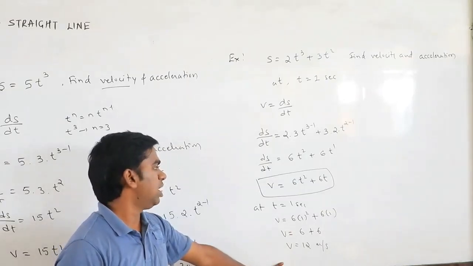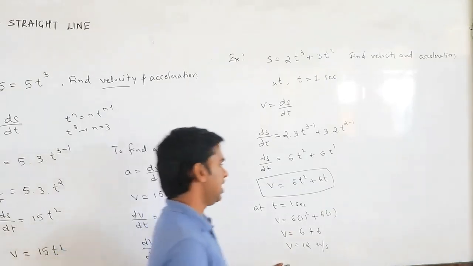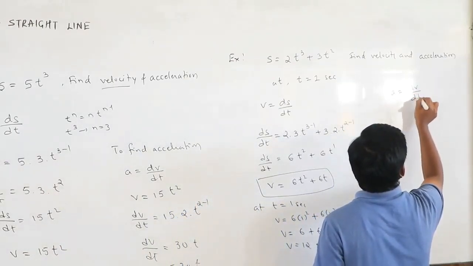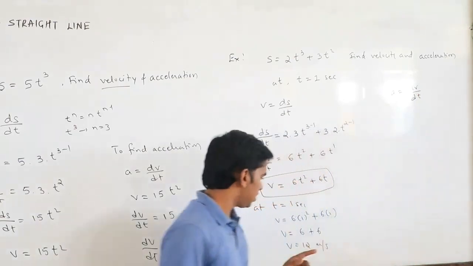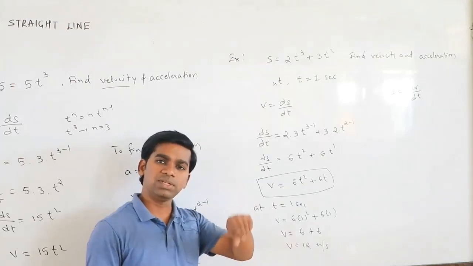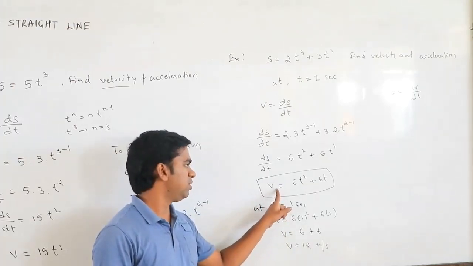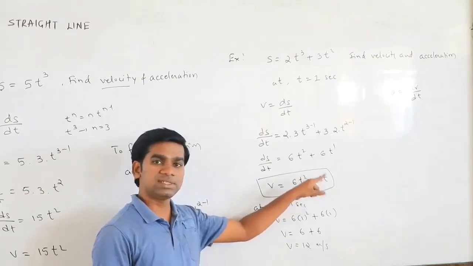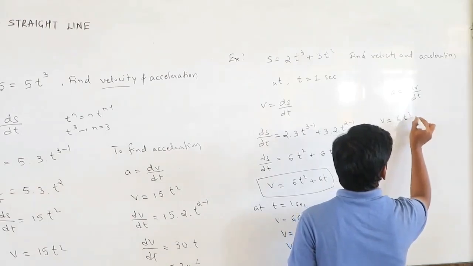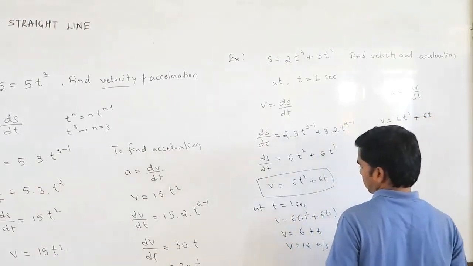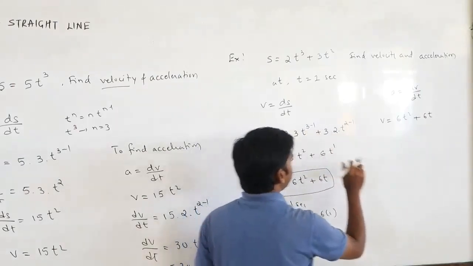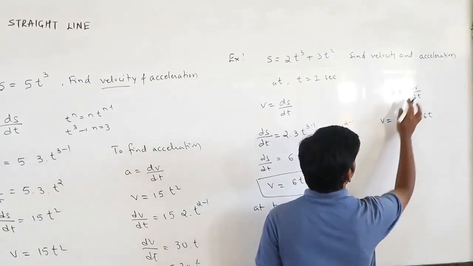Okay, so now acceleration. Acceleration is what? Acceleration is dv by dt. Very, very important, listen here. Now you don't take this as velocity. This is a velocity when t equals to 1 second. Generally you have to take v equals to 6t square plus 6t. Okay, am I right or wrong? Okay, right. So now what do you want? You want dv by dt.